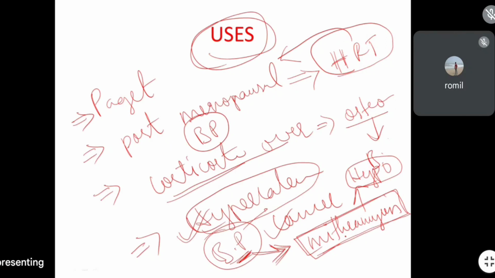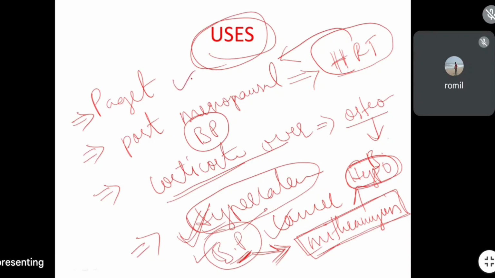Mithramycin is an antibiotic, an anti-cancer drug, and it is also sometimes used in immunosuppressive conditions. Mithramycin causes hypocalcemia, and this adverse effect is used in hypercalcemia in some cancer conditions. That's why mithramycin along with bisphosphonates can be used in hypercalcemia. Remember this point. So these are some uses.